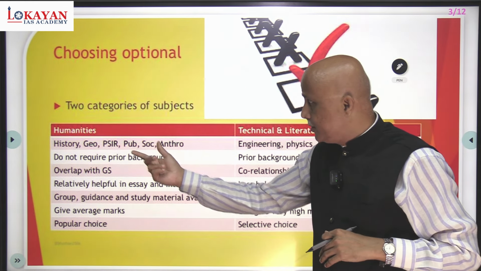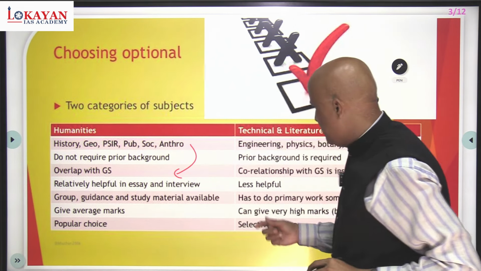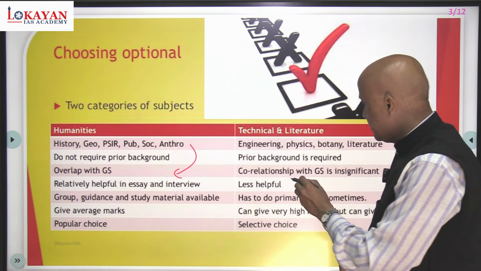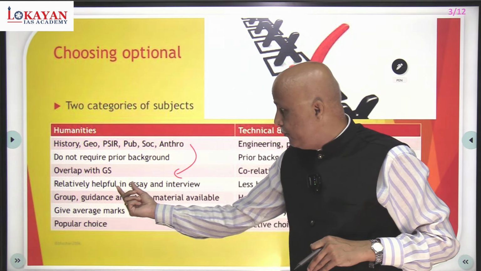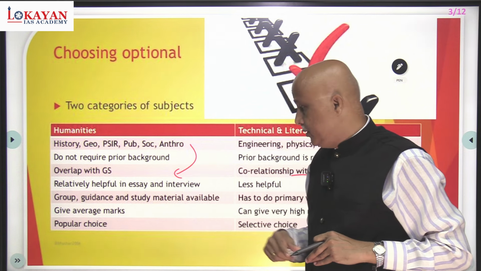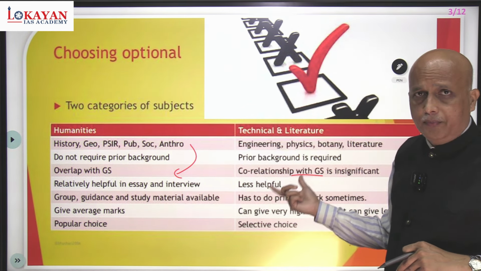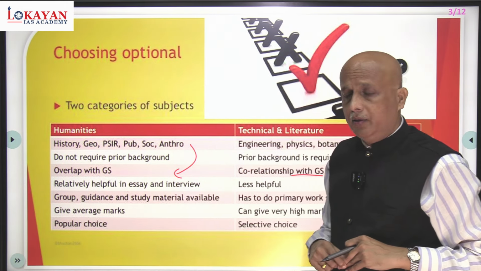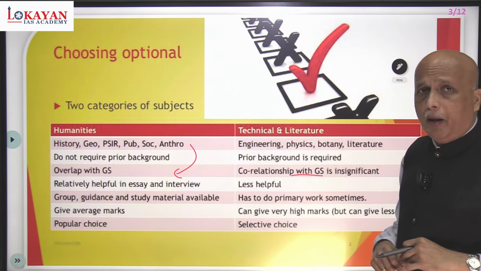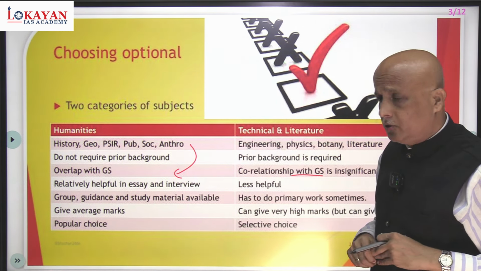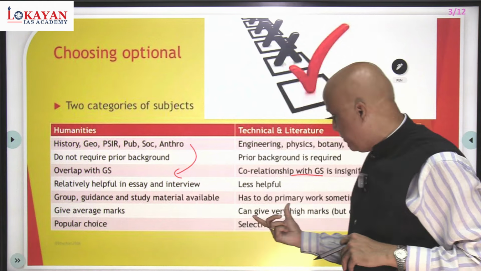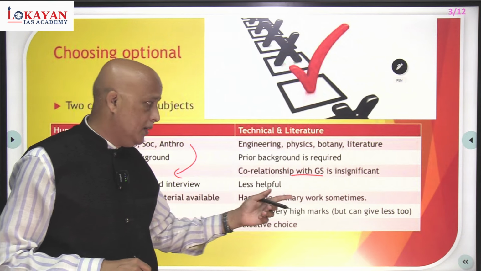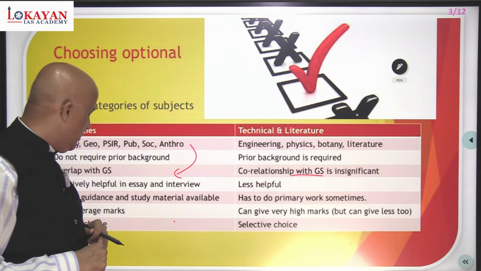As for overlap with the GS, the humanities subjects overlap with the GS. Not much correlation is there with the GS for the technical subjects. The humanities are relatively helpful in writing the essay and also in giving the interview. They are less helpful in the technical subjects. Guidance and study material are easily available for humanities, but for others one has to do the primary work sometimes, searching for the subject itself. Average marks are given. Sometimes technical subjects can give very high marks, and sometimes they can give very low marks. Even that is a possibility.